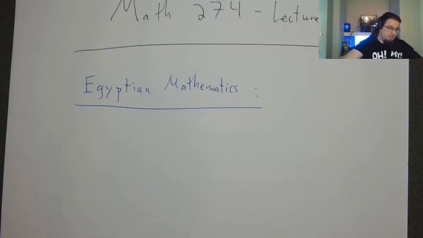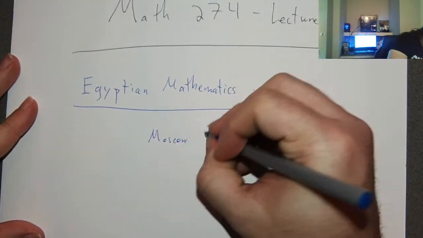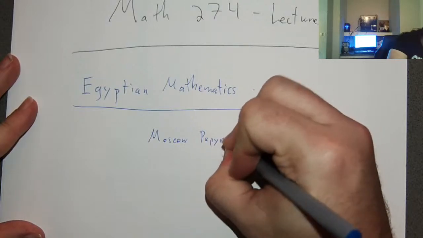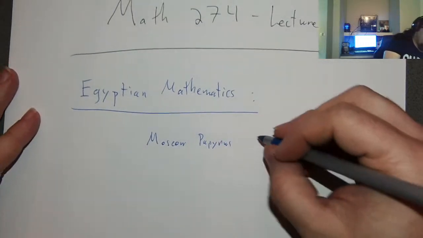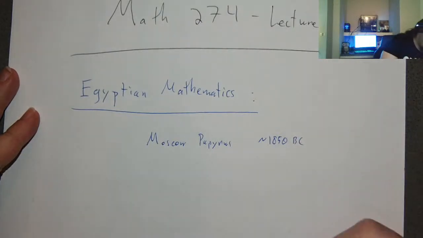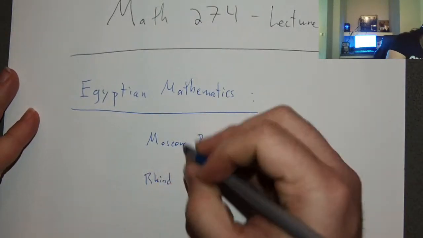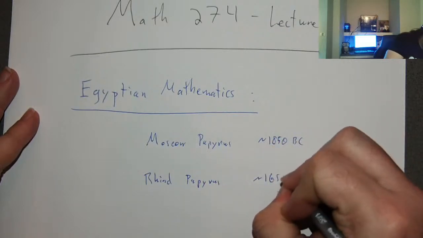So I'll go ahead and write these. There's the Moscow Papyrus. The Moscow Papyrus is called that because it ultimately ended up being purchased by the Soviet government, I believe. Actually, no, before that, it was acquired by a private individual in 1893. Yeah, so this was still under the Tsar. So the Moscow Papyrus is approximately 1850 BC, and the Rhind Papyrus is approximately 1650 BC.